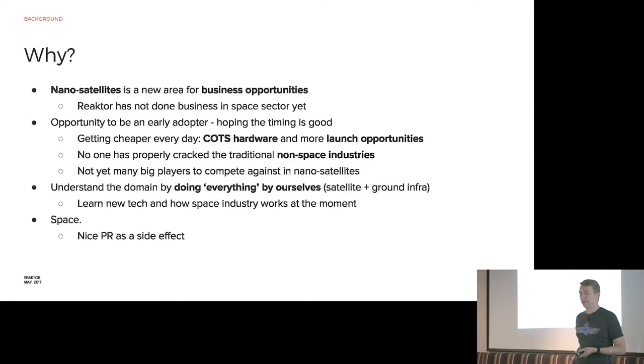One big challenge is that the old industries, let's say agriculture or city planning or whatever, might benefit from this kind of service, but they are not yet into these nanosatellites, which provide a new way of getting information. It might be challenging to convince them because their competition is not doing it yet.